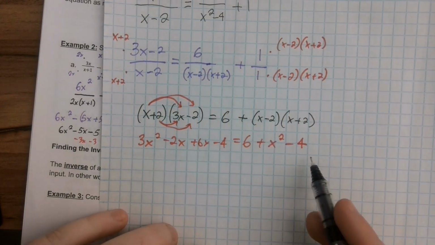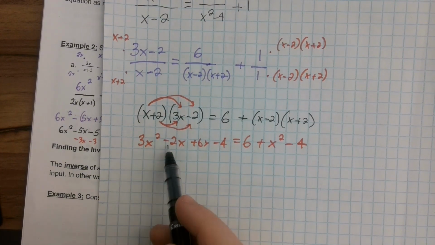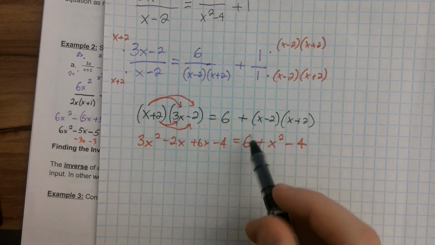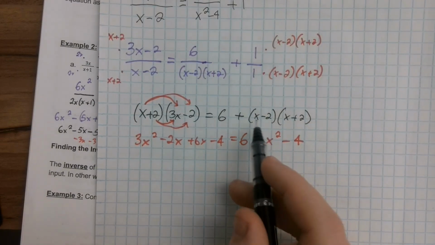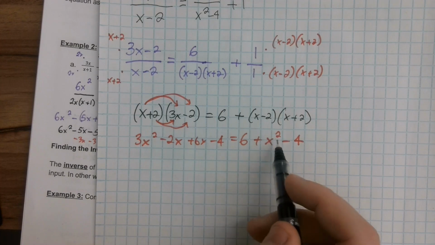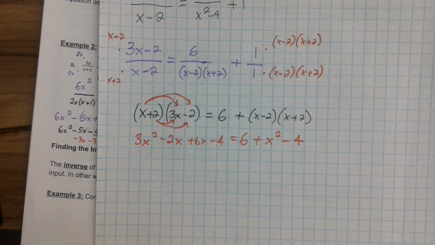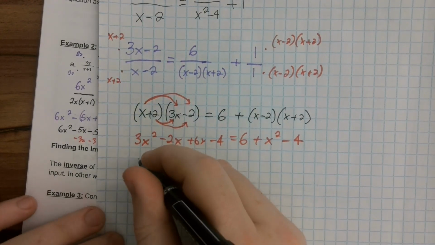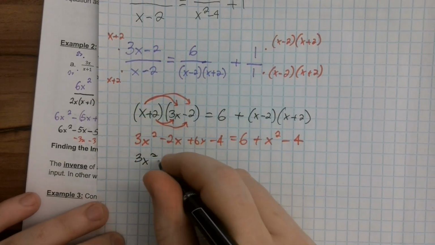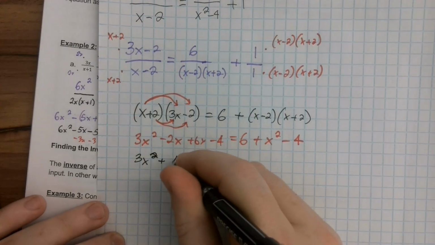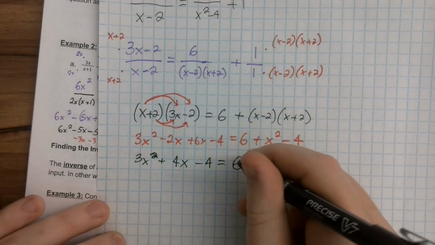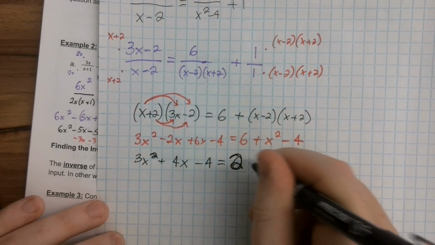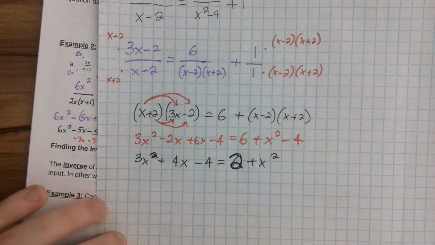So this is what we end up with when we end up distributing. 3x squared minus 2x plus 6x minus 4 equals 6 plus x squared minus 4, since we know that x minus 2 and x plus 2 will make x squared minus 4. When we combine like terms and move everything to the other side, we'll get something even simpler. So 3x squared plus 4x minus 4 equals 6. Sorry, not 6. It'll be 2 plus x squared, since we can combine 6 and minus 4.